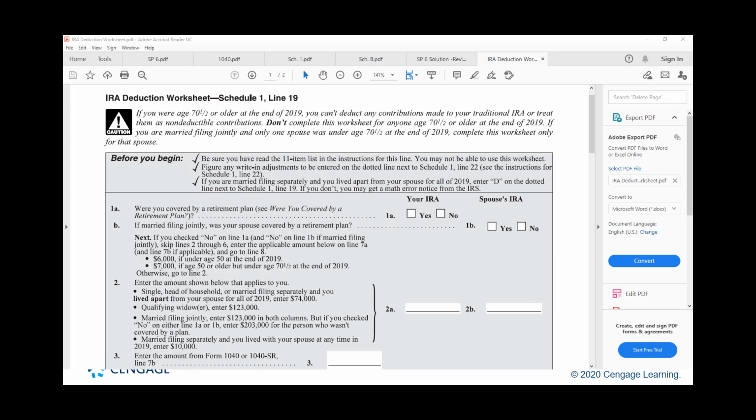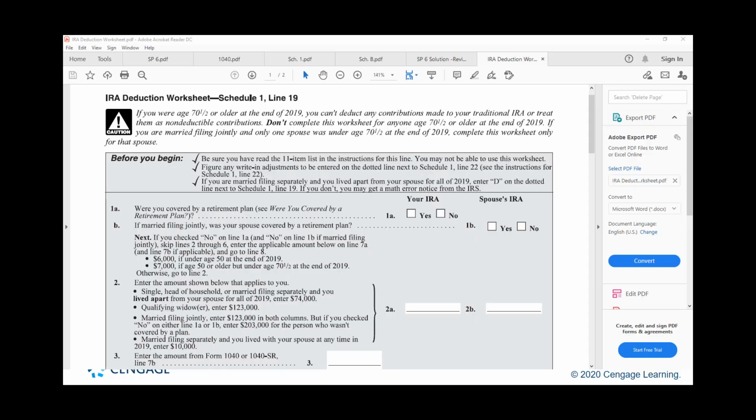As we learned in the previous video, it's based on the filing status. When it's married filing jointly, it depends on which spouse is an active participant or non-active, or both. And each scenario has a phase-out range. All of that is going to be encompassed in this worksheet to help us determine the deductible amount of contribution. Let's go to the worksheet.